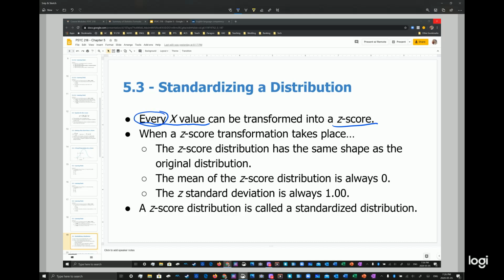And so then, once we complete this transformation for a distribution, we start to notice some things. The scores will be Z scores, but they have the same shape as the original distribution.